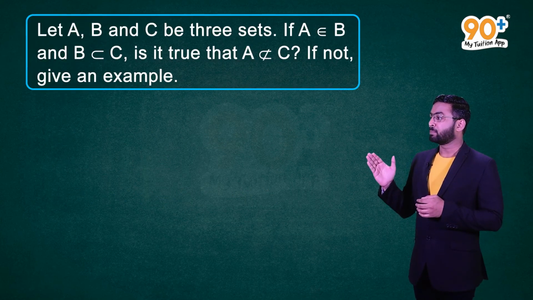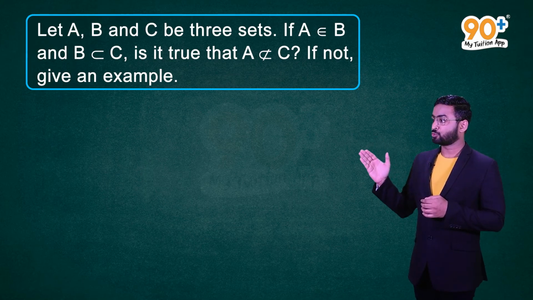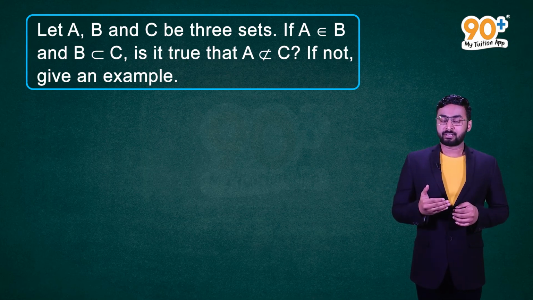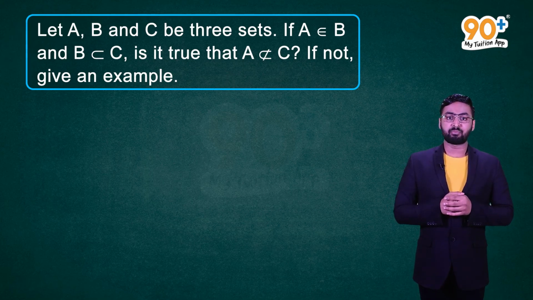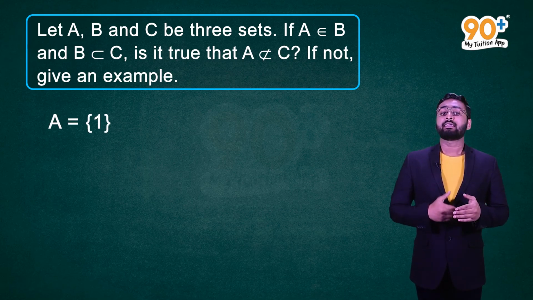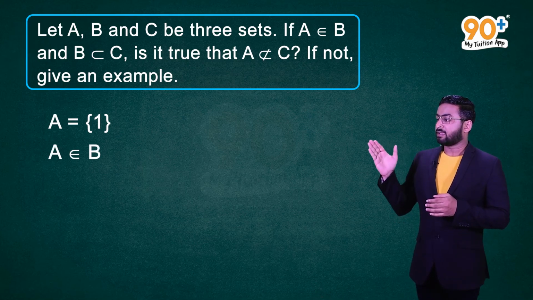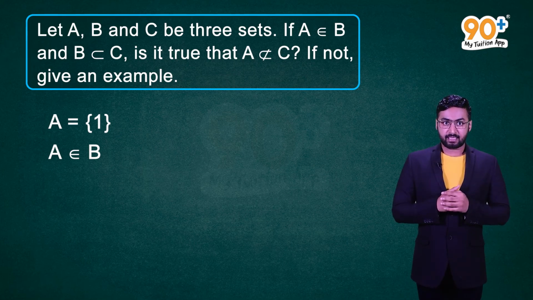Let A, B and C be three sets. If A belongs to B and B is a subset of C, is it true that A is not a subset of C? If not, give an example. Let us consider an example here. Let A equal to set 1. It's given that A belongs to B. So the entire set A will be an element in set B.